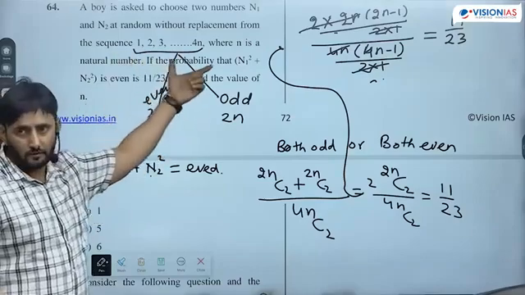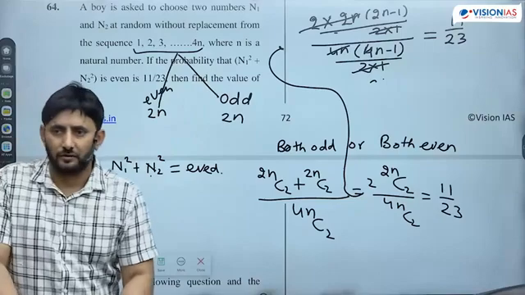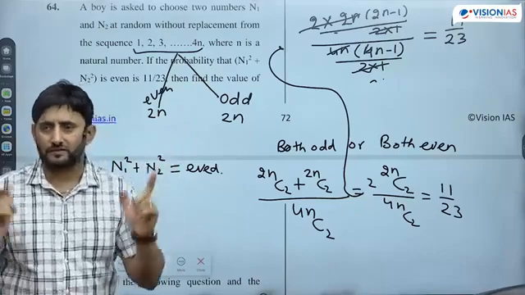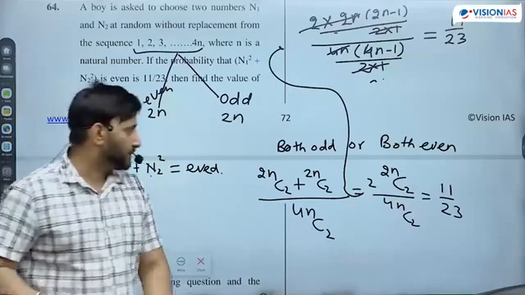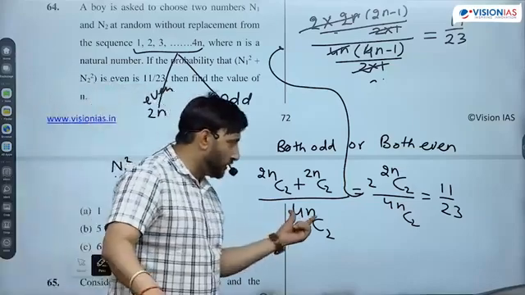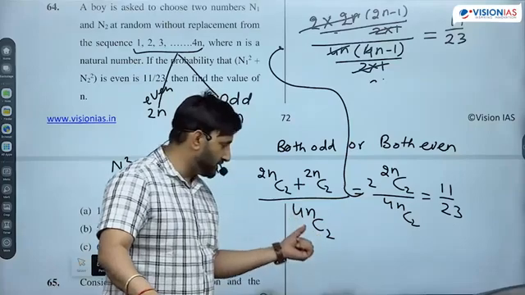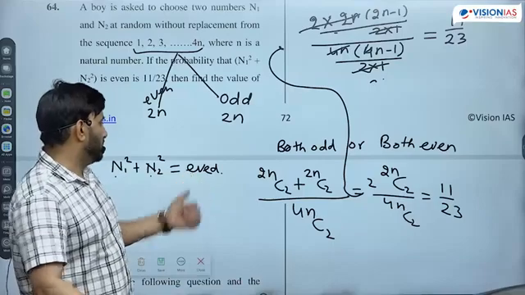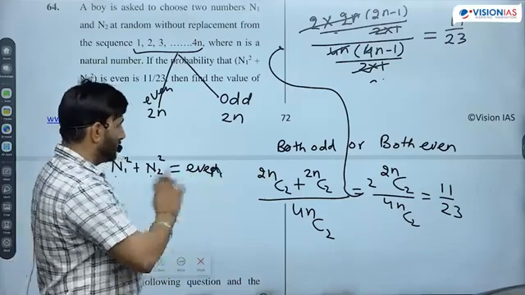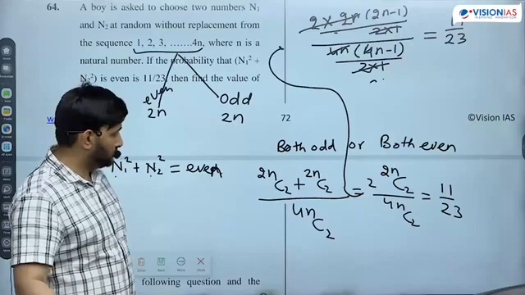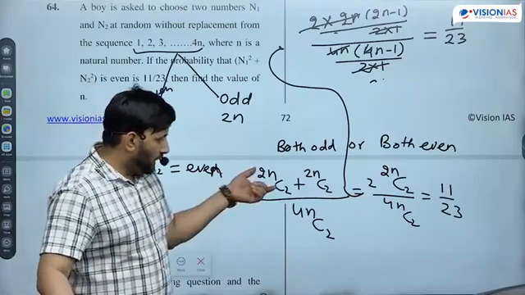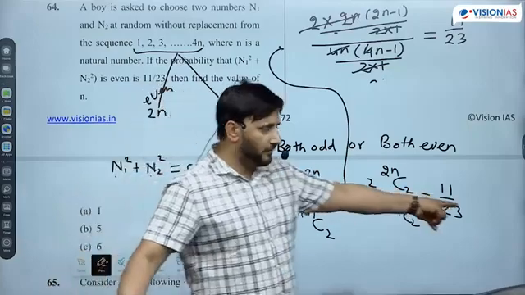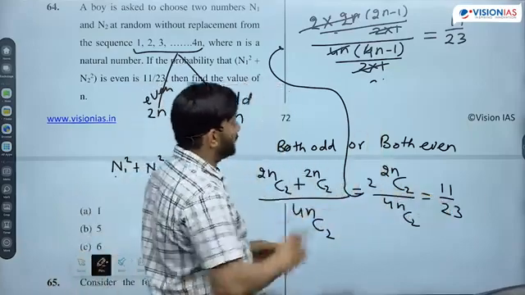देयर आर टोटल 4n नंबर्स. आउट ऑफ 4n 2n will be odd, 2n will be even. Probability is number of favorable cases divided by total number of cases. Total number of cases is 4n C2. Out of 4n we are selecting 2. n1 square plus n2 square will be even if either both are even or both are odd. So first case I am selecting both even numbers, second case I am selecting both odd numbers. That is probability is 11/23. अब इससे आगे सोल्व करो आप.